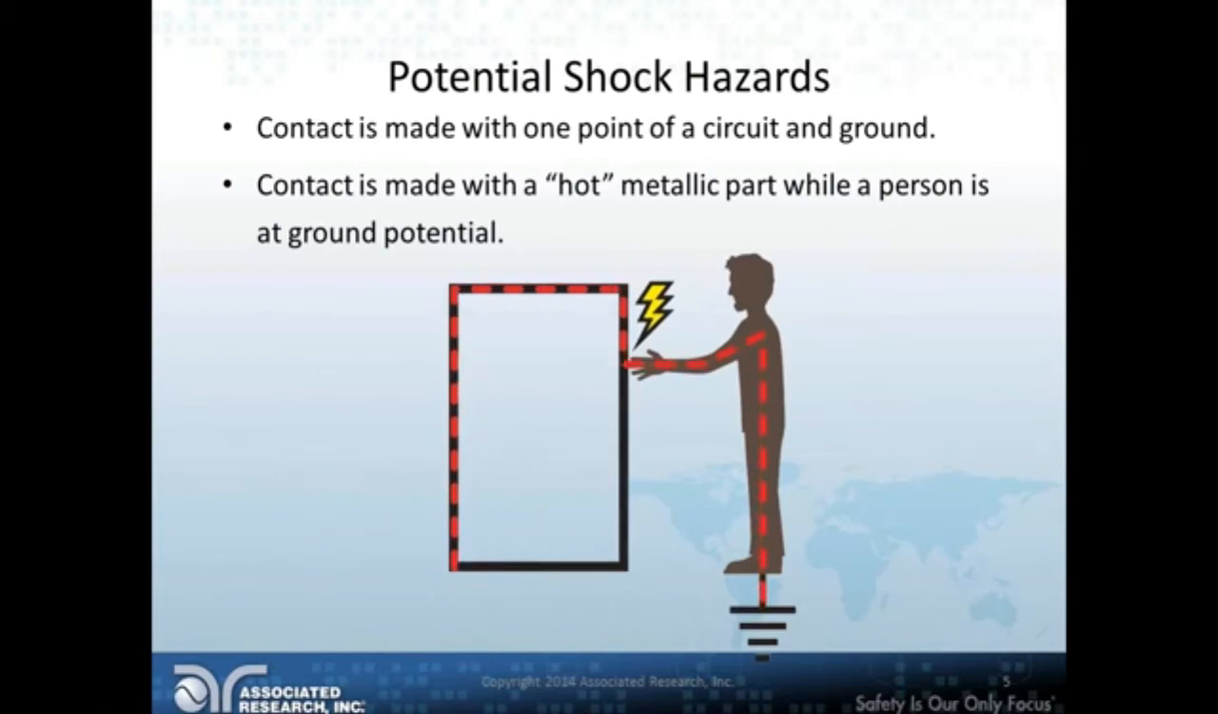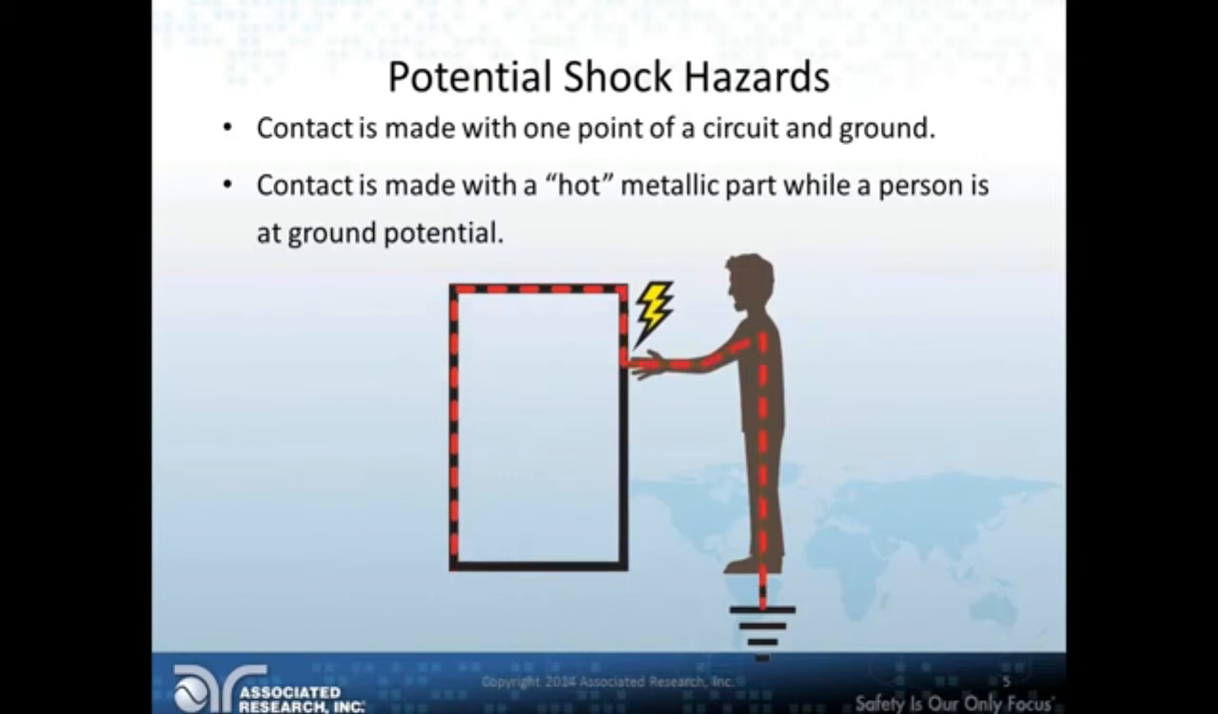It can also happen where contact is made with a hot metallic part while the person is at ground potential. So you don't necessarily need to come in contact with something like a line conductor. Let's just say you have a large metal chassis on a device. Internally, one of the live energized conductors is frayed, and it is now contacting the chassis of whatever machine this might be. Well, if you come into contact with that chassis and you look like a low resistance path for the current, it's going to go through you.